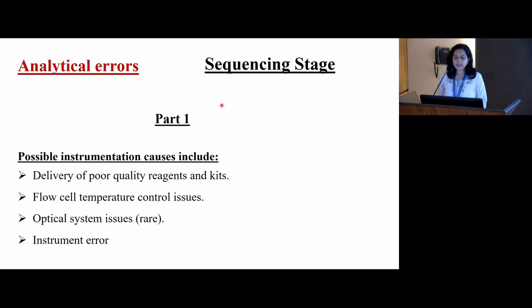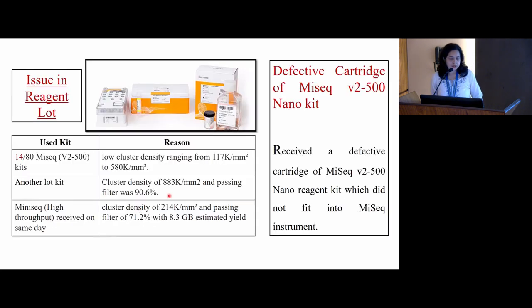Now once the library is ready and we have loaded it onto the sequencer, what errors can occur at the sequencing stage? There can be instrumental errors, in which sometimes there is delivery of poor reagents and kits. It may be a flow cell related issue, an optical system issue, or other instrumental errors. One by one I'll discuss them with you. So this is an issue in which we had received 80 MiSeq kits altogether, and we had run approximately 14 kits, and consequently we were getting low cluster density, from 117 to 580 only.